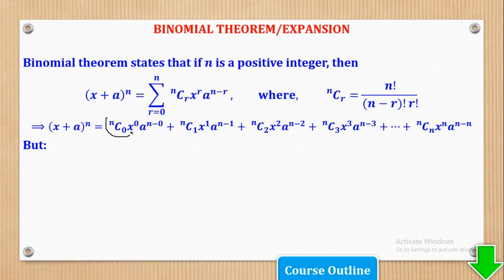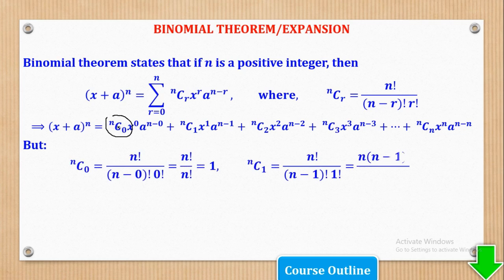We are still expanding, so we are going to first expand this combination. Let's start with n combination 0. N combination 0 gives you n factorial over (n minus 0) factorial multiplied by 0 factorial. Now when you use a calculator, you realize that 0 factorial is equal to 1, therefore you remain with n factorial over n factorial. This will cancel to give you 1. So that has been n combination 0.